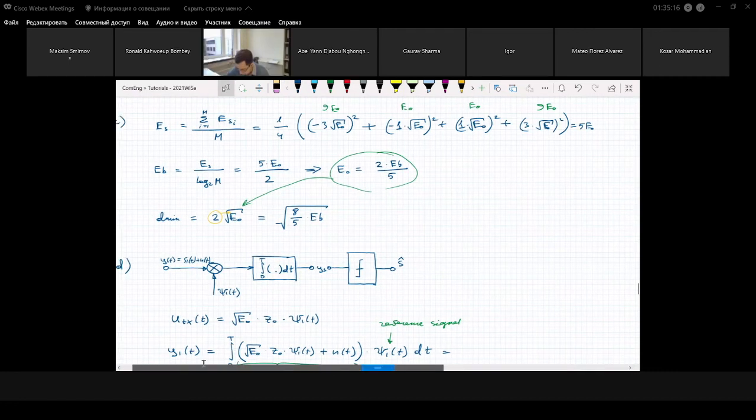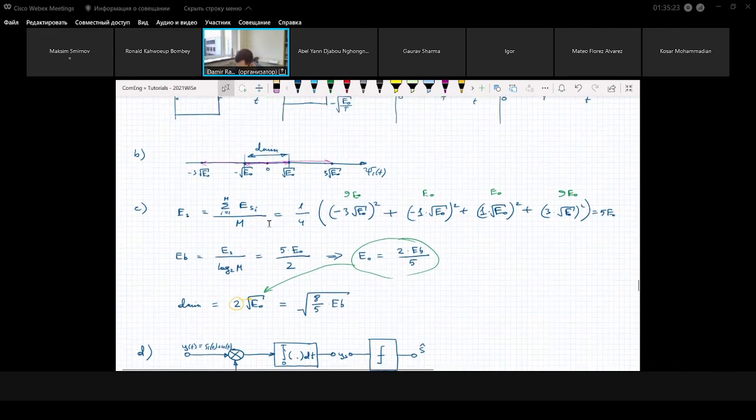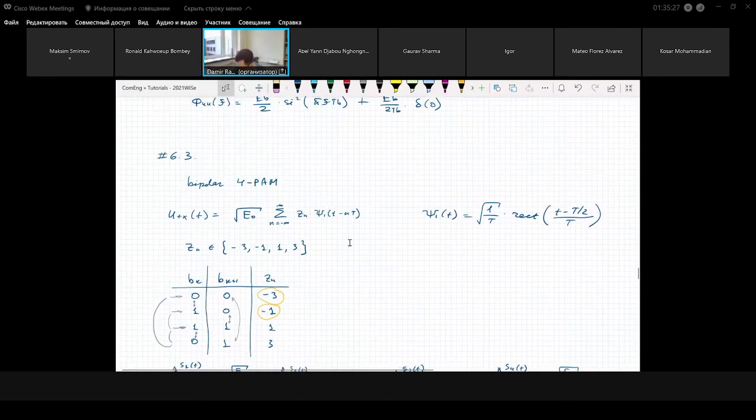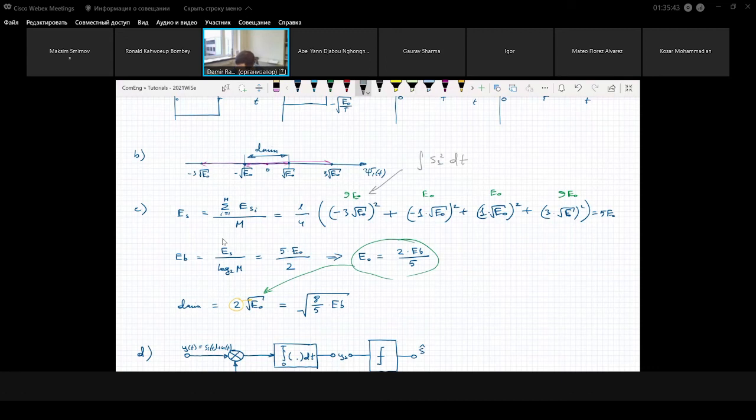Let's go back to part C. I didn't show it explicitly, but you have to take your signal and calculate its energy. So at one point, you calculate the integral of signal S1 squared over time from 0 to capital T. This is how we calculate every point in part C.